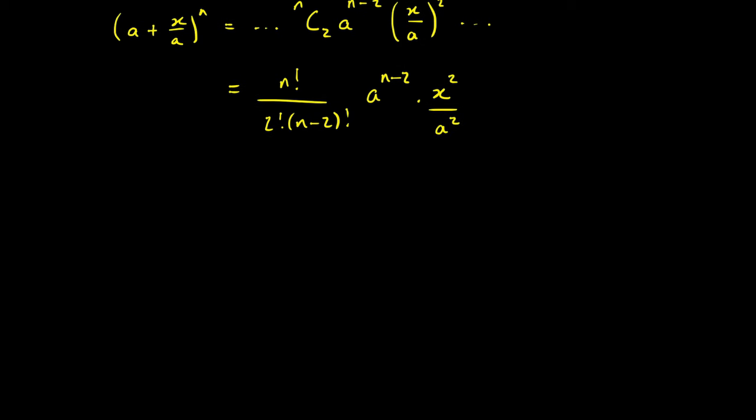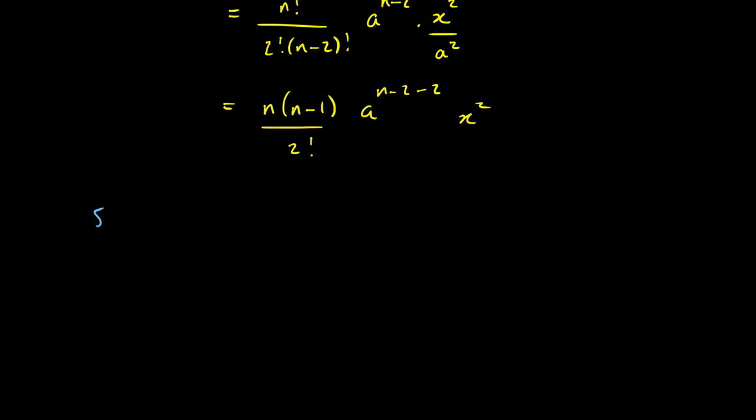And I think we can further simplify this. N factorial over n minus 2 factorial is n bracket n minus 1 over 2 factorial. And a to the power of n minus 2 divided by a to the power of 2 is going to be a to the power of n minus 2 minus 2, because we're going to be subtracting the powers. Now, for those of you who weren't sure about how I've got this, let me just get you to think about it for a second.